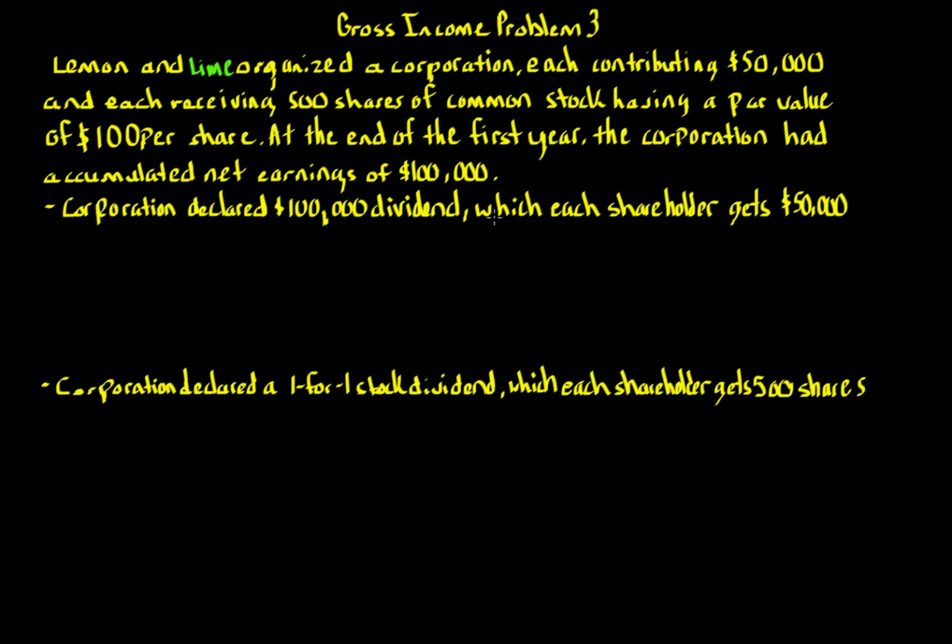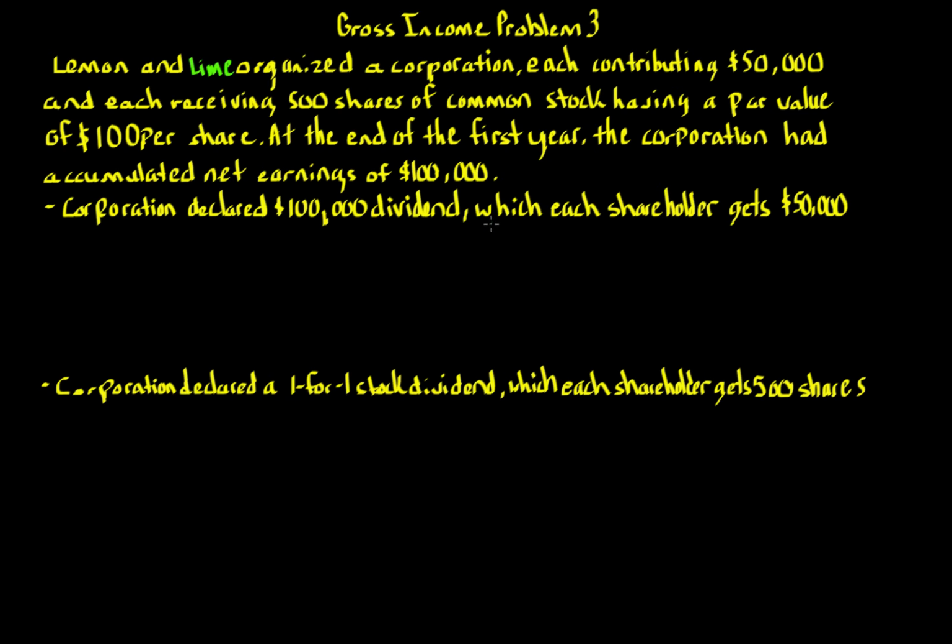Hello, in this video we'll continue with our gross income set of problems. This is problem 3. Lemon and Lime organized a corporation and they each contributed $50,000 of cash. In exchange, they got 500 shares of common stock having a par value of $100 per share.